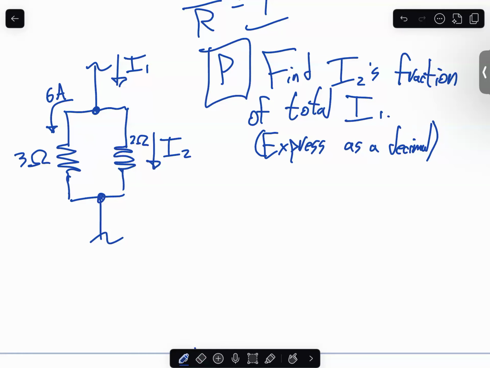Try that. I've just given a big hint inadvertently. Sorry? This could still be in P. Yes, it expresses the decimal, the fraction, the ratio, the proportion, how much current compared to the total flows through the two.